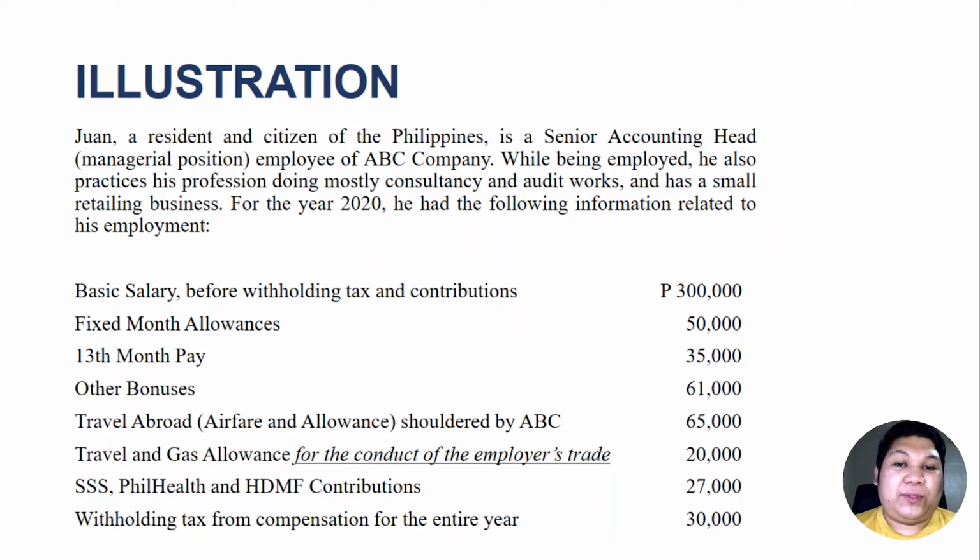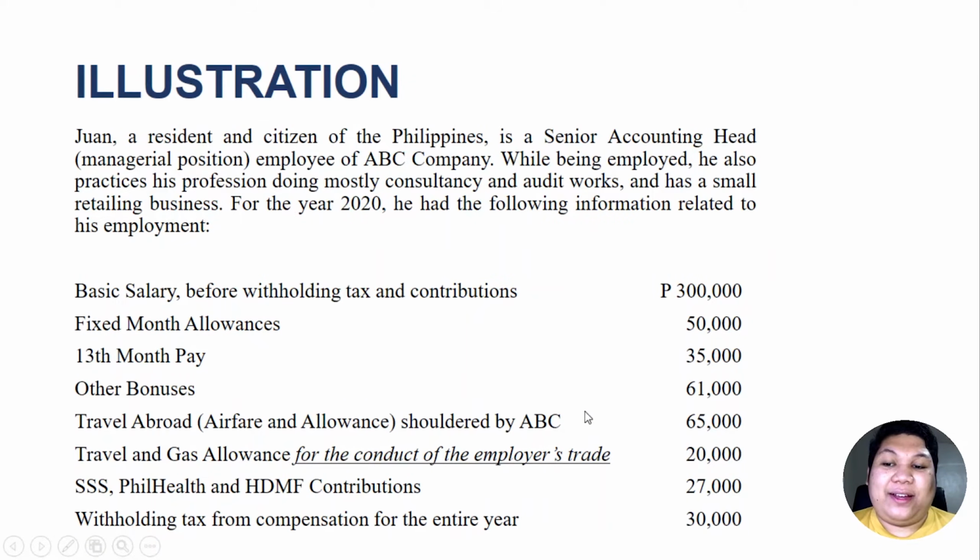Before we jump to our next slide, we will first analyze this problem. This 300,000 is the basic salary of Juan in one year, before deducting withholding taxes and contributions. We also have fixed monthly allowances, and as we have discussed in our other videos, when the allowance is a fixed monthly allowance, it is part of the employee's compensation income subject to withholding tax. So that means we will add this 50,000. We also have the 13th month pay and other bonuses. There is an exemption limit of 90,000 pesos.